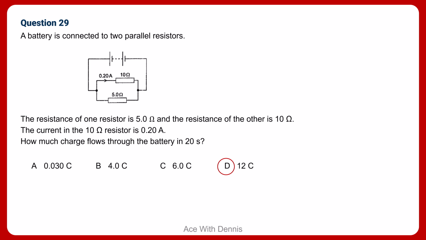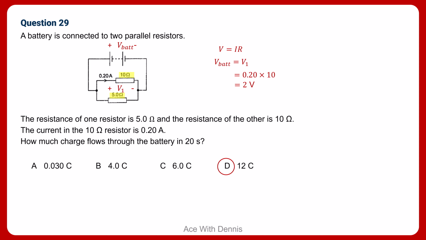The answer is D. 12 coulomb. So this is the voltage across the battery, and V1 is the potential difference across the 10 ohm resistor. According to Ohm's law, V equals IR, and from the diagram we can see that the 10 ohm resistor is connected parallel to the battery, hence V battery is equal to V1, and V1 can be calculated as the current multiplied by the resistance, which is 0.2 times 10, and we get 2 volts. So the voltage of the battery is also 2 volts.